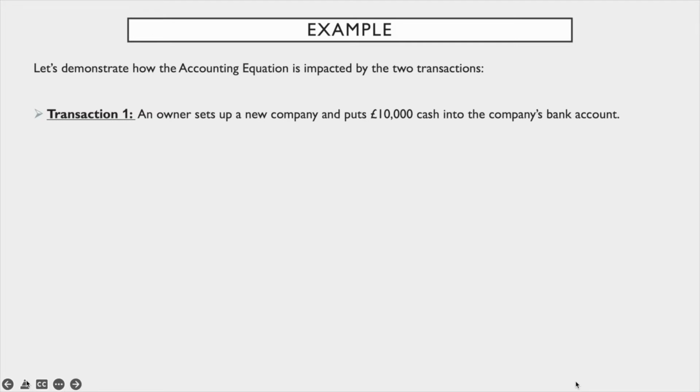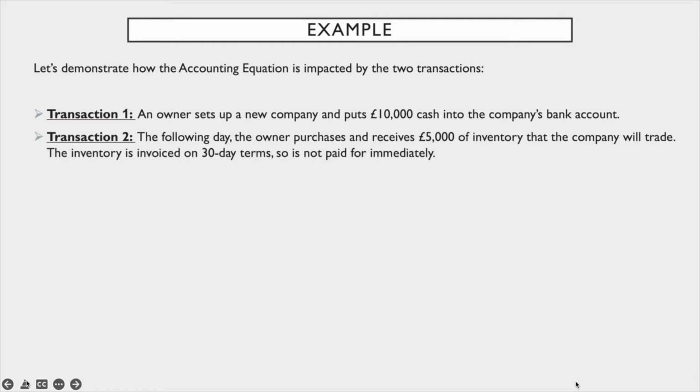So transaction one, an owner sets up a new company and puts £10,000 of cash into the new company's bank account. And then transaction two, the following day, the owner purchases and receives £5,000 of inventory that the company intends to trade. And in this case, the inventory is invoiced on 30-day terms, so there's no cash impact immediately.